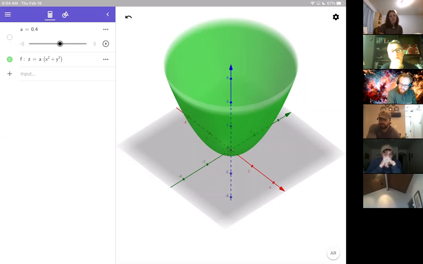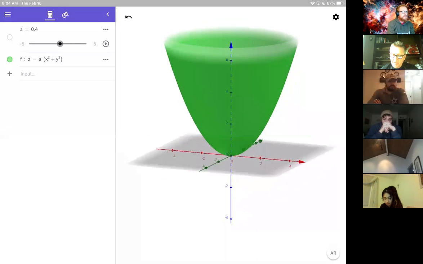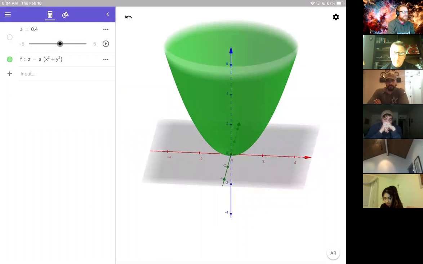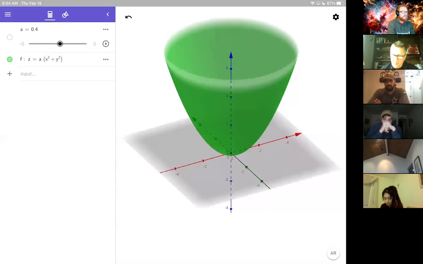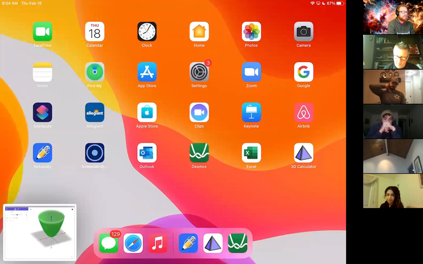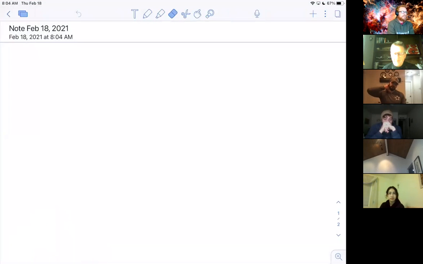If I was making a cup or a bullet that was kind of this shape, I would be using brass or filling it with liquid, and I'd want to know how much that cup would hold. Whereas now we're saying how much surface area of paper or metal or whatever would it take to actually build that shape. So that's the plan.